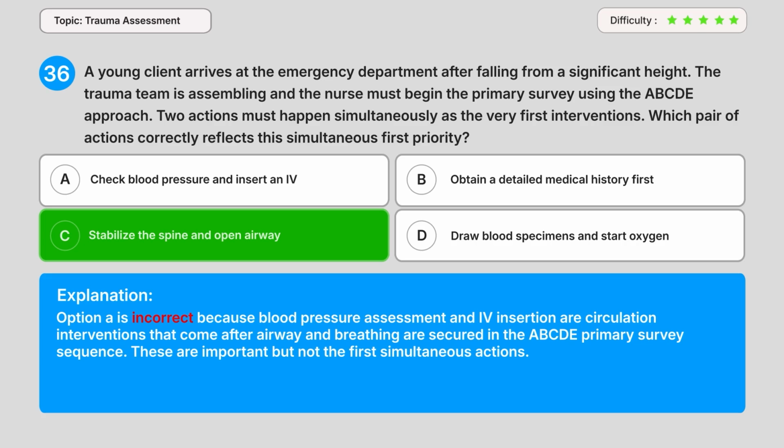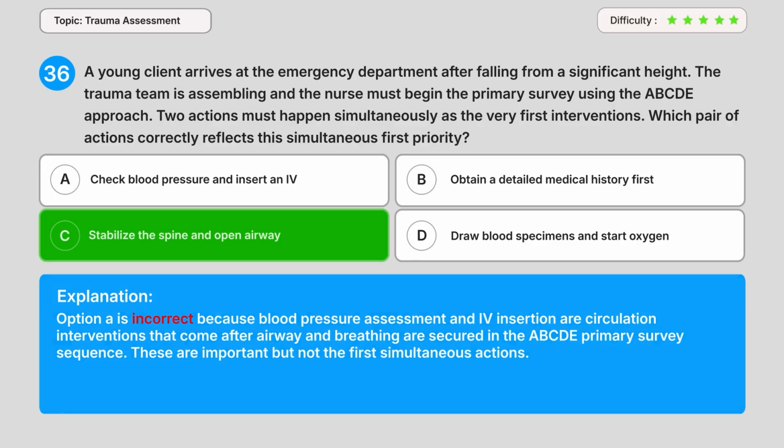Option A is incorrect because blood pressure assessment and IV insertion are circulation interventions that come after airway and breathing are secured in the ABCD primary survey sequence. These are important, but not the first simultaneous actions.